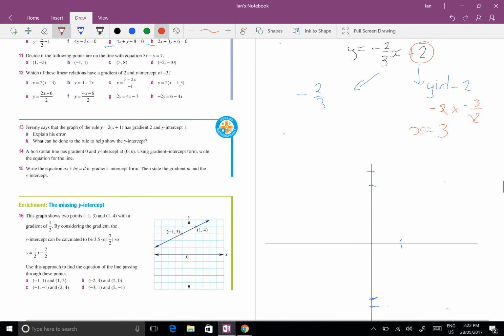Let's put it all together. So my y-intercept is 2, so I'll put that there. My x-intercept is 3, so it's further along. And that makes sense because 2/3, it's not as steep. It's not as steep as the ones we've been doing, and it's negative and it's going down. So I feel pretty happy about that.